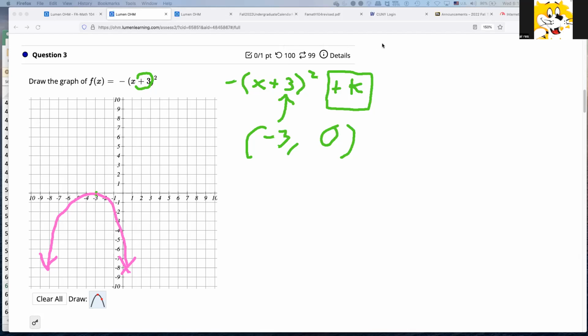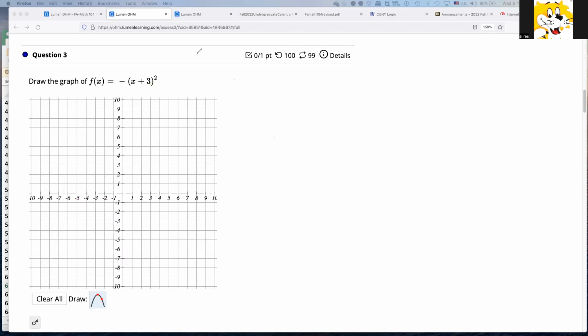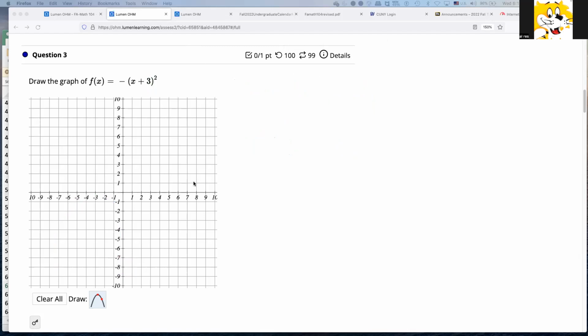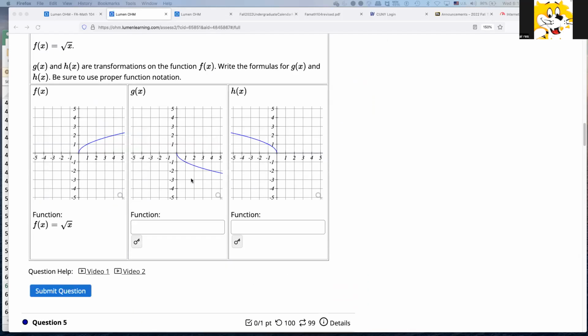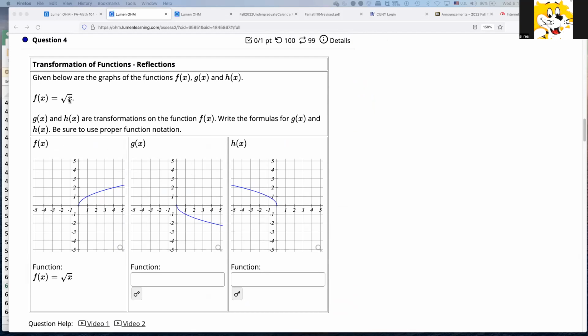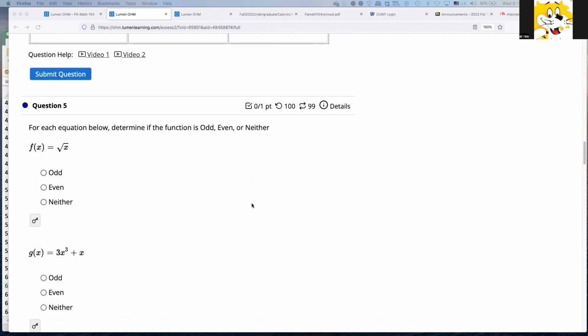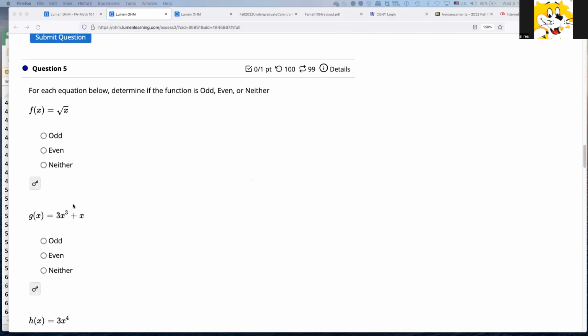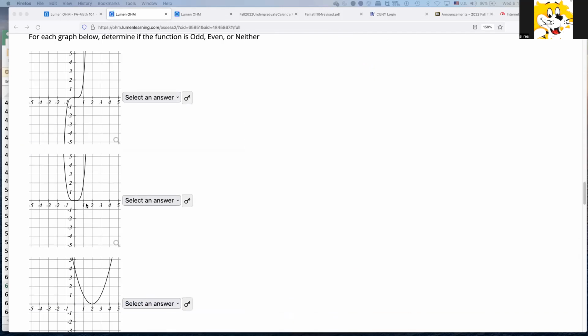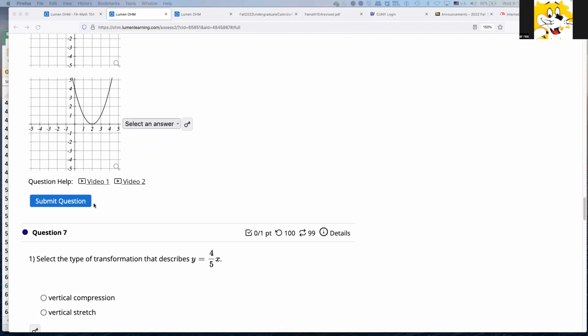All right, so I'm going to clear this out because this is just a continuation of what we had before. We're also going to go over the square root, what happened to this square root, what happened to this square root. So we'll be going over that as well. And then we'll be discussing odd, even, or neither, which is not that complicated. It looks complicated, but it's not.